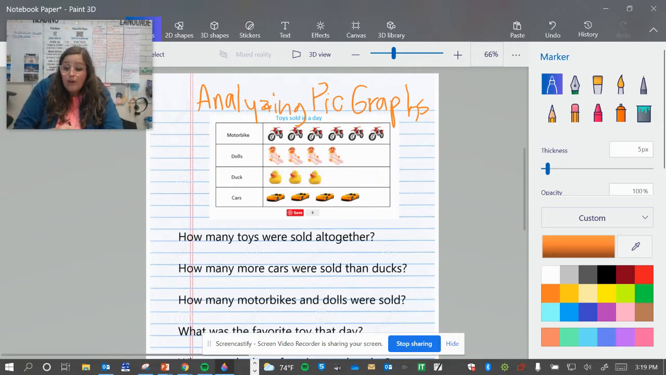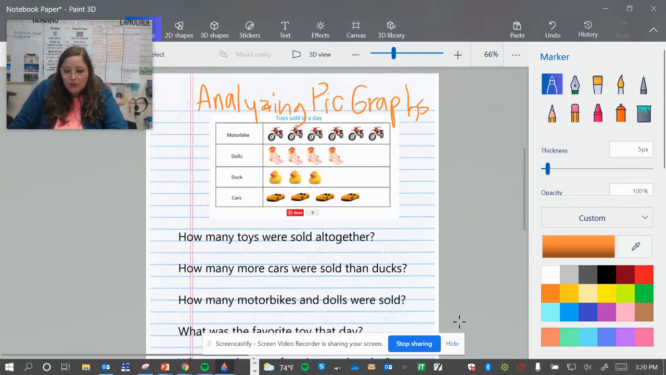So obviously you don't have any of this in your journal, so you're just going to watch. You don't have to do anything in your journal. Sorry if you've already written that title, erase that title. We're going to look at this picture graph that's already made and analyze it, and answer these questions. To analyze means to look at something closely and determine information based on what you see.